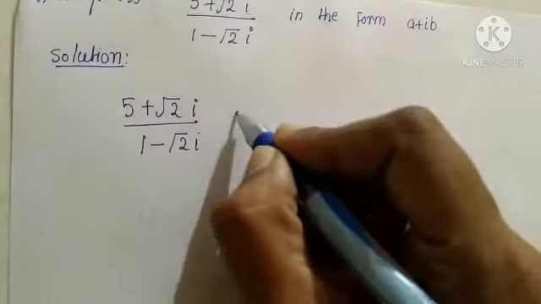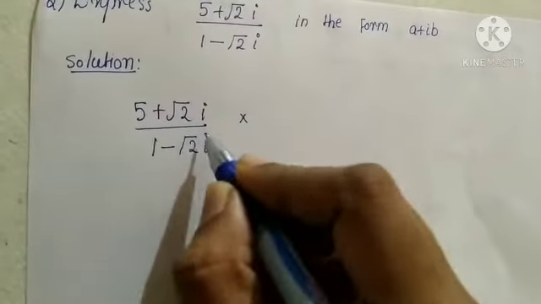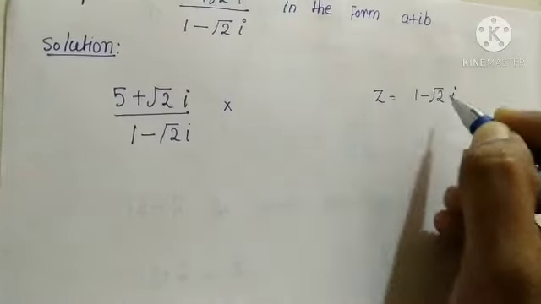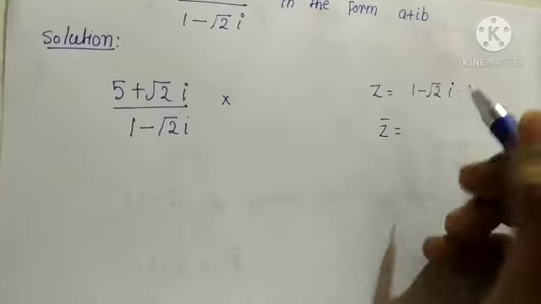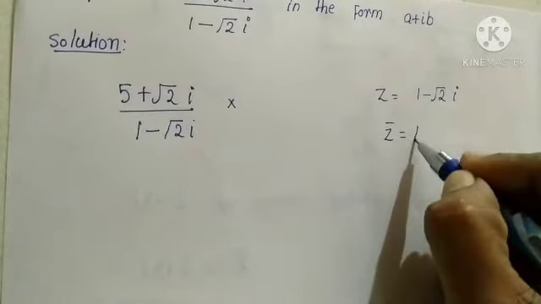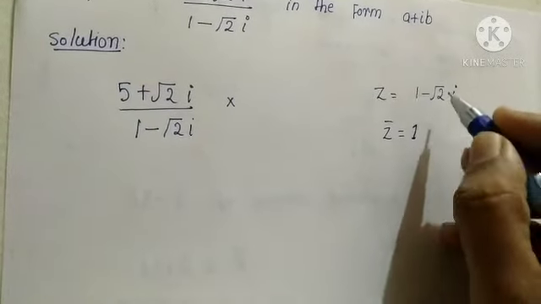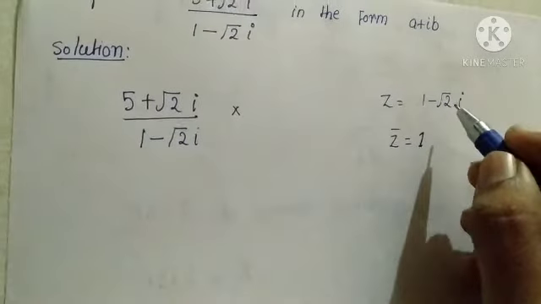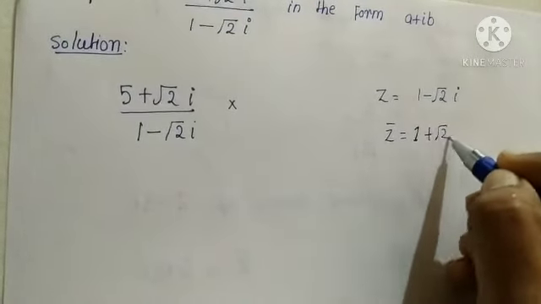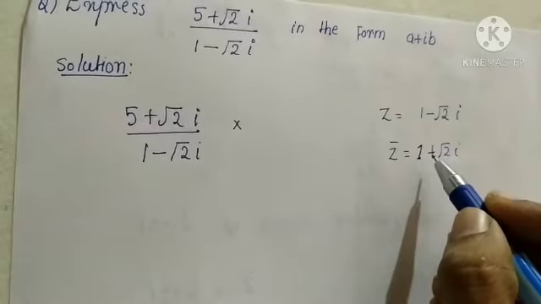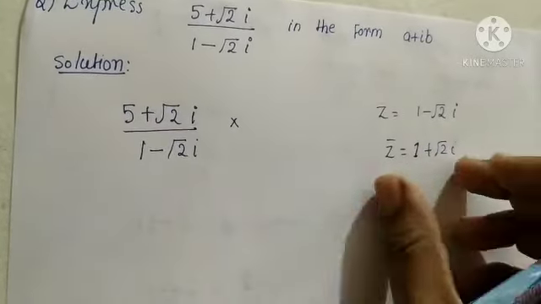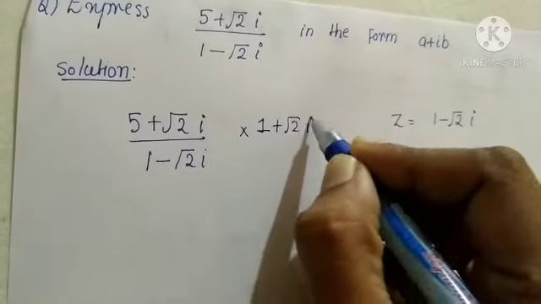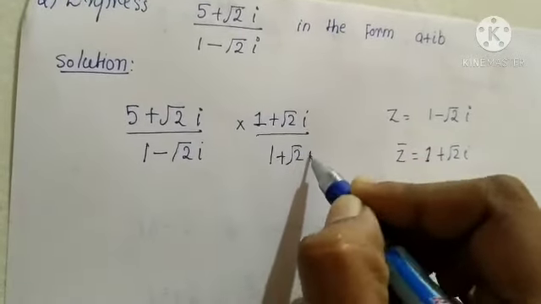So, I'm going to take the conjugate of the denominator first. Let z equal to 1 minus root 2i. So the conjugate of 1 minus root 2i is 1: the real part is the same, and change the imaginary part sign, that is minus root 2i will become plus root 2i, and multiply and divide by the conjugate with our question. So it will become 1 plus root 2i divided by 1 plus root 2i.